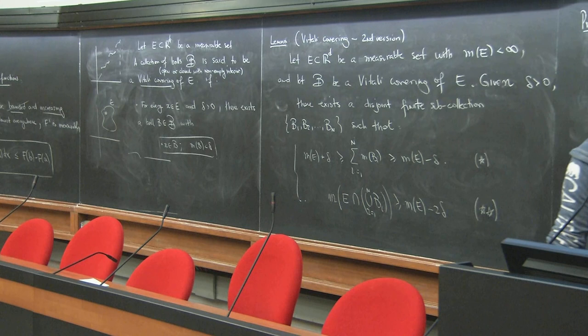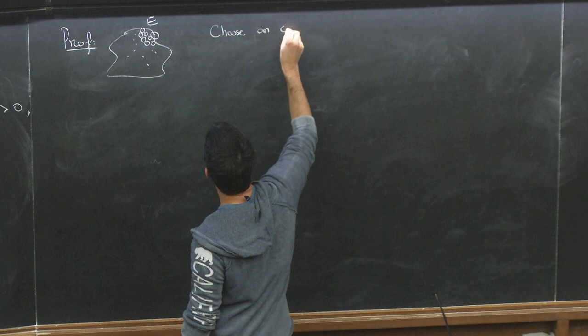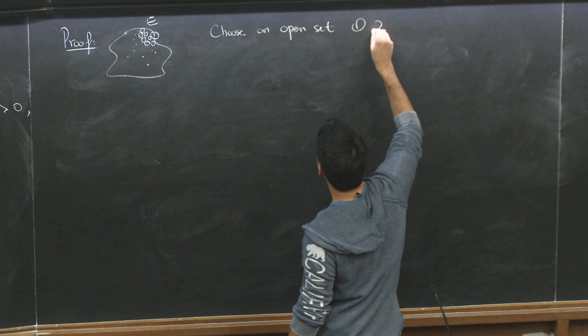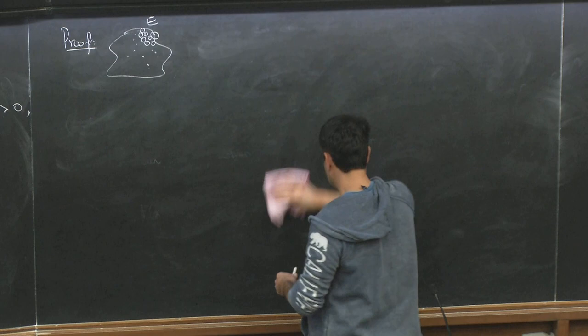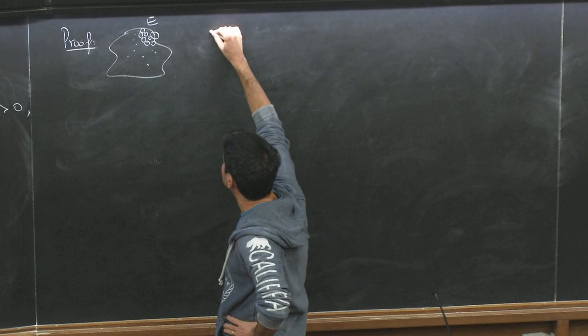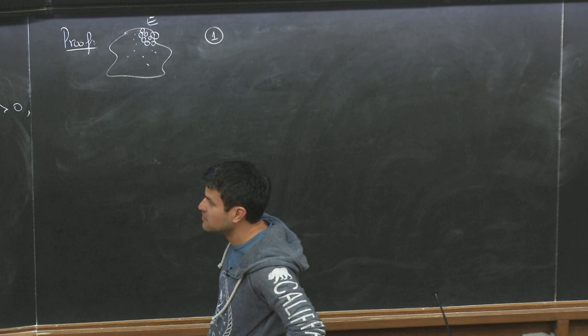Well, the first thing is that, okay, I'm giving you this delta. First, choose an open set O that contains E. Actually, before I do this, I want to do some reductions. The first reduction that I want to make is that I'm going to consider the case of open balls, okay?